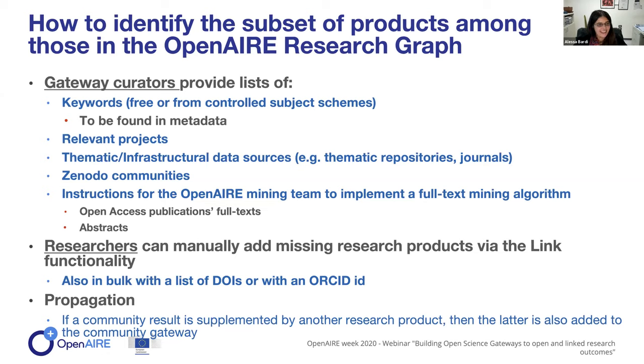The last criteria is instead propagation, which means that we propagate information from one result to another if there is a strong relationship between the two. So if a community result is supplemented by another research product, then also the latter is added to the gateway, because it will be relevant for the community as well.